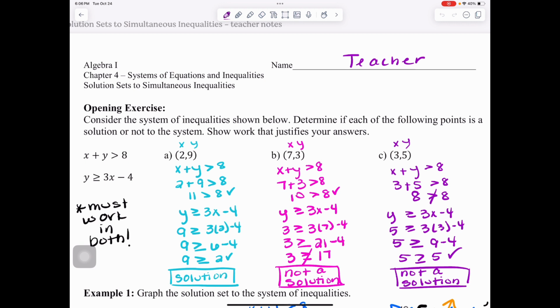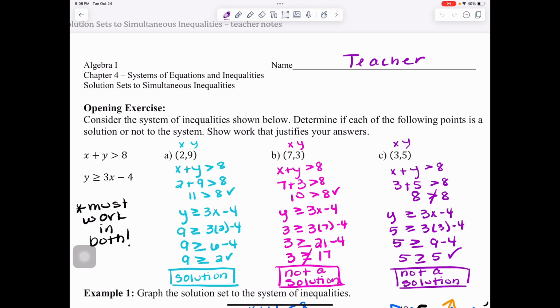Then when I tested 7, 3, plugging in 7 for X and 3 for Y, in X plus Y is greater than 8, we get 10 is greater than 8. So it works in the first inequality. But when I plug it into Y is greater than or equal to 3X minus 4, 3 does not end up being greater than or equal to 17. So because it did not satisfy both inequalities, it is not a solution.